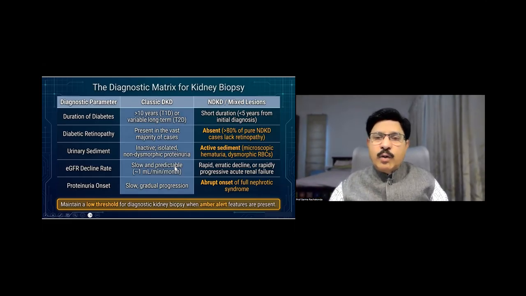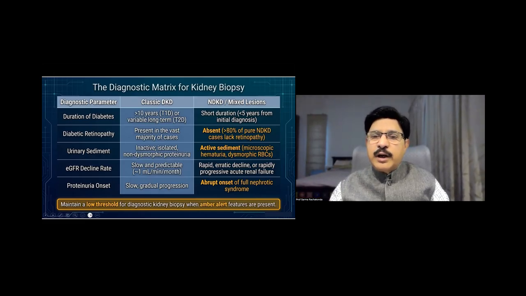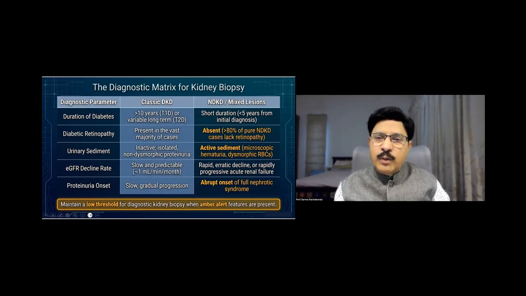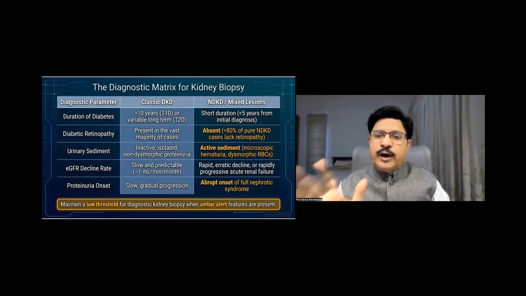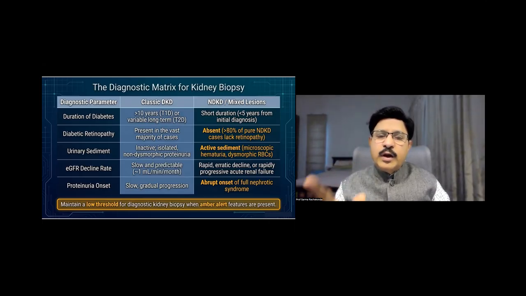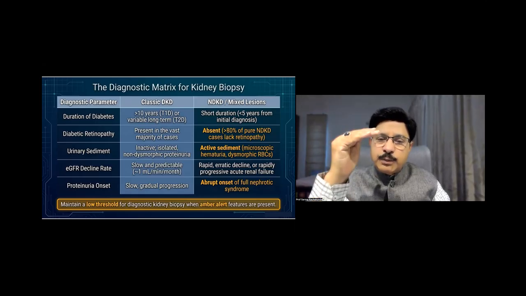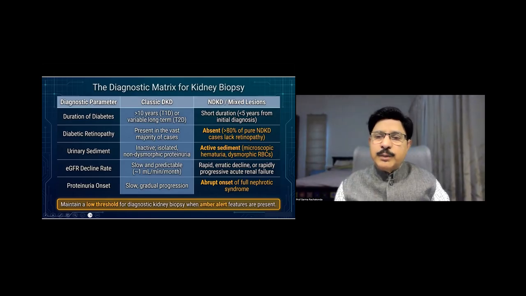Maintain a low threshold. Now, what does it mean? That means raise your index of suspicion for a kidney biopsy when amber alert features are present. These are the amber alert features: a patient with short duration of diabetes, lack of retinopathy, active urinary sediment, rapidly progressing nephropathy. You consider doing a renal biopsy, keep your threshold of suspicion for renal biopsy lower, and these people must be biopsied.